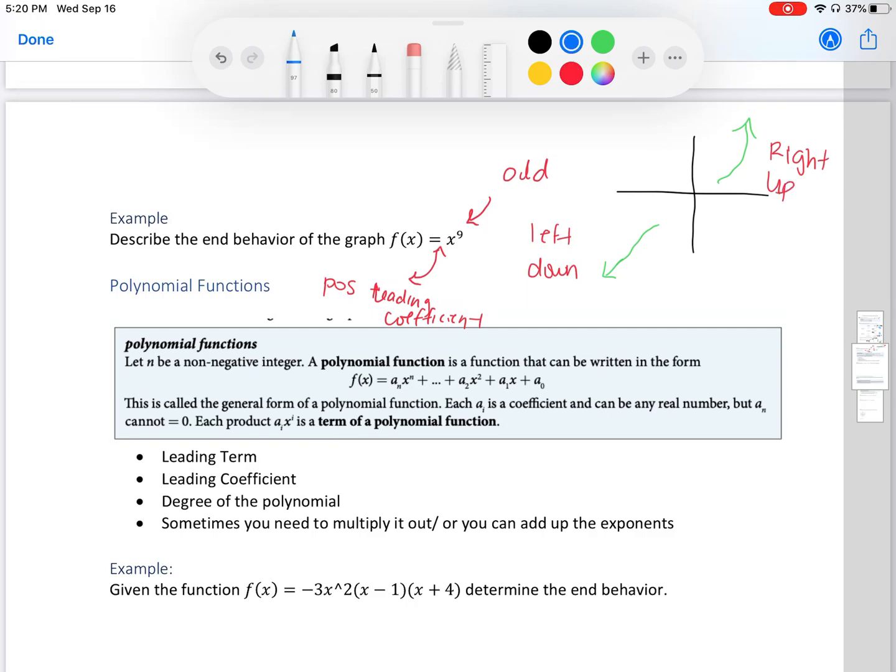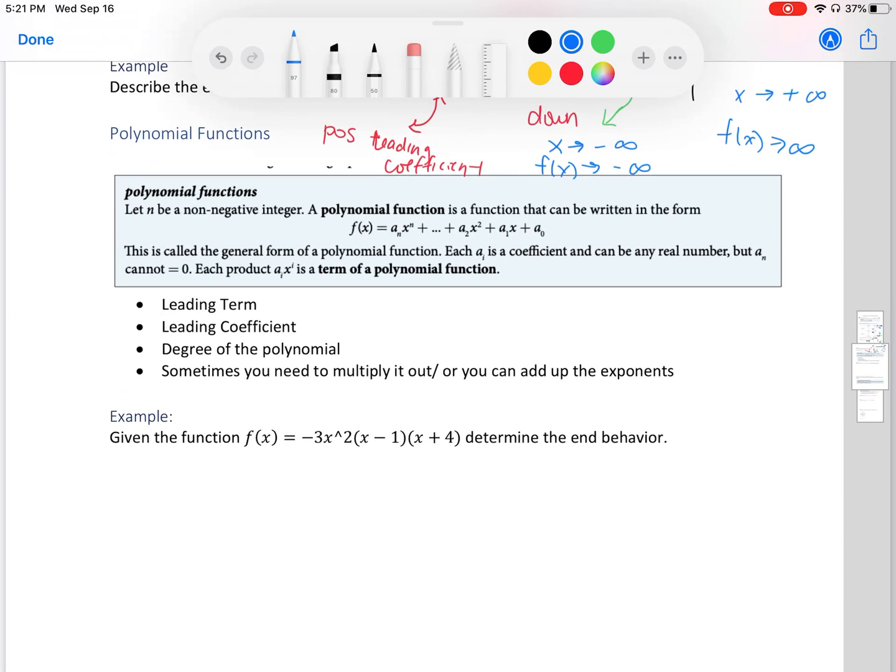Well, the left is referring to our x's, and right here we have our negative x's. So as x is approaching the negatives, negative infinity, our graph, f of x, is pointing down. It's approaching negative infinity. As for the right, as my x's get bigger, my x's are approaching positive infinity or just infinity, and my graph is pointing up. So it's approaching infinity as well.